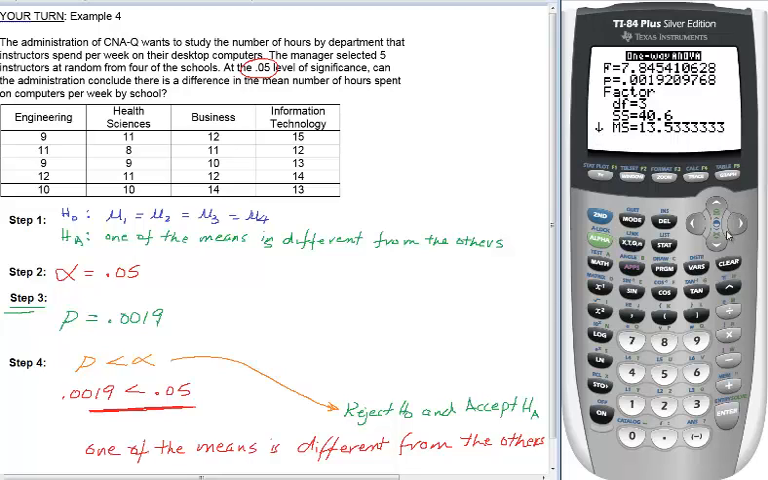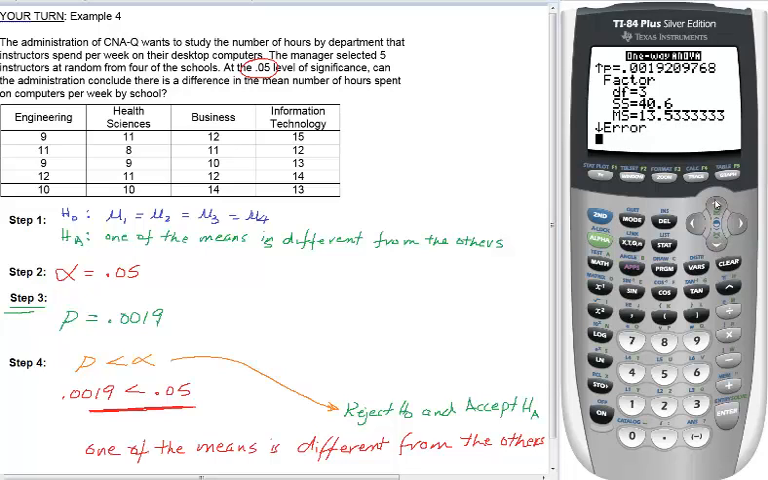Now, on the calculator as well, just to double check before we leave you, let's just check our degrees of freedom. You notice the first one, in the first factor, the degrees of freedom is 3, and the degrees of freedom is 16, which is what we both calculated, right? So you can double check your degrees of freedom on the calculator as well.